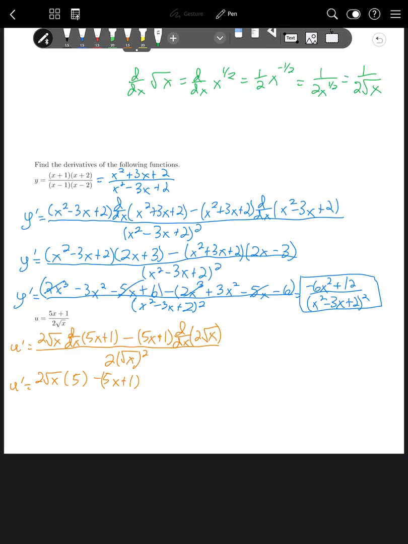So this derivative down here would be the constant 2 times the derivative of the square root of x, which is 1 over 2 square root of x.